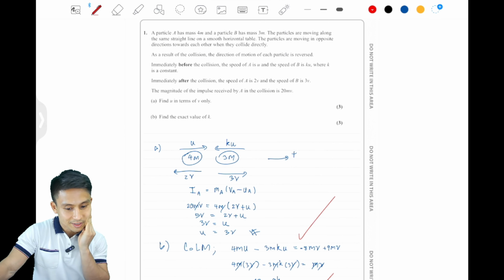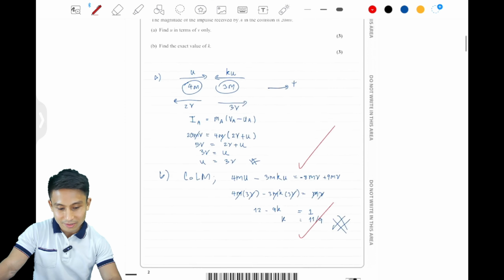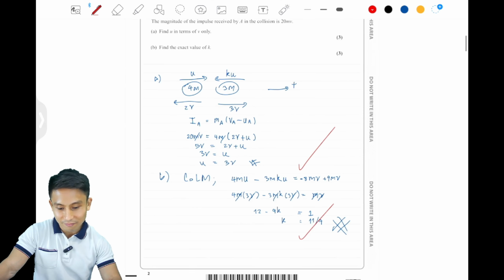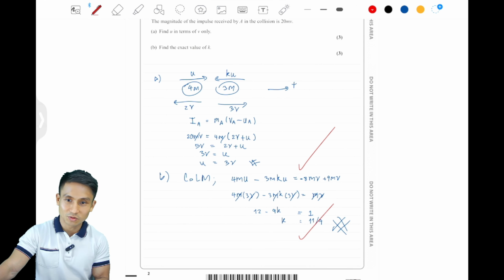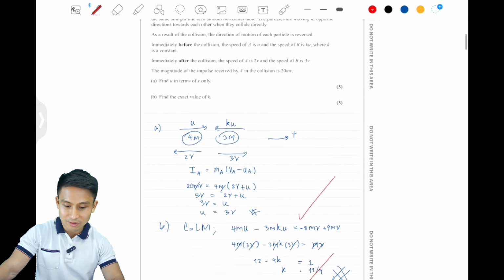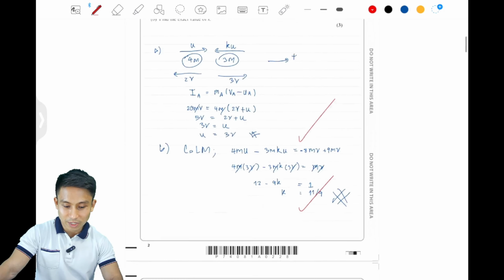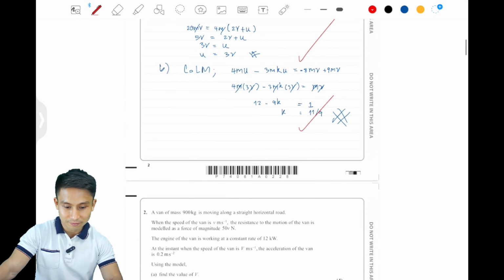Question 1, I think is still fine. This is mostly AS stuff. I mean, you could have done it. The AS student could do this question. Yeah, it's kind of like AS stuff here. There's no vector, it's just impulse and momentum. Yeah, so it's still fine for this one.